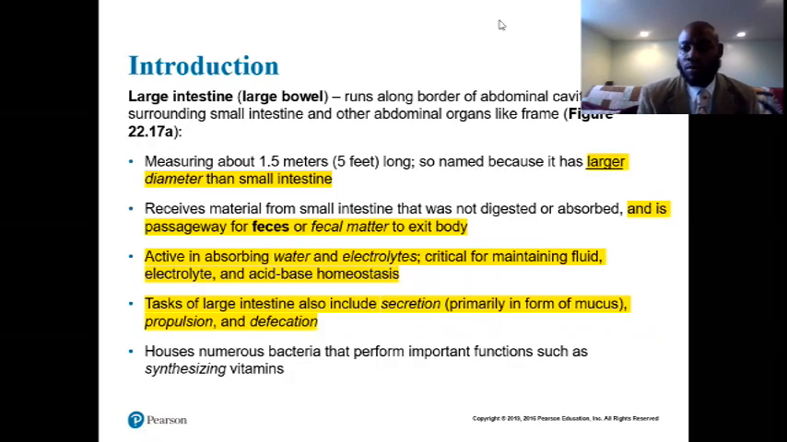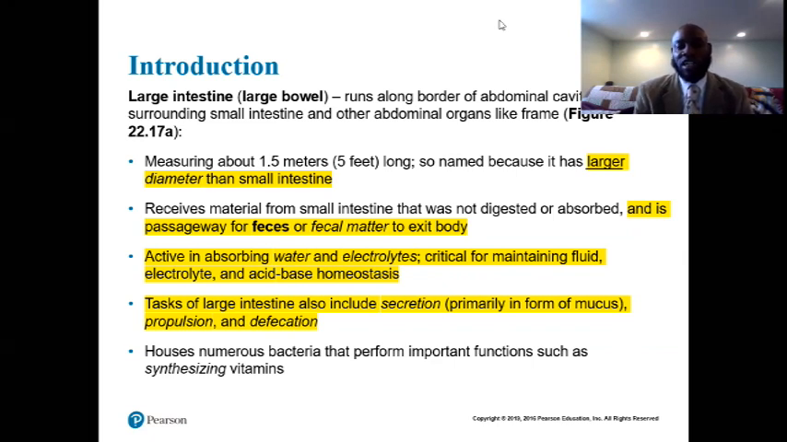All right, so large intestines, otherwise known as large bowel, that's where the term bowel movement comes from. It comes from your large, that's another name for your large intestines, large bowel. So when we use that term bowel movement, we're basically talking about emptying some of the feces which are in our large intestines.